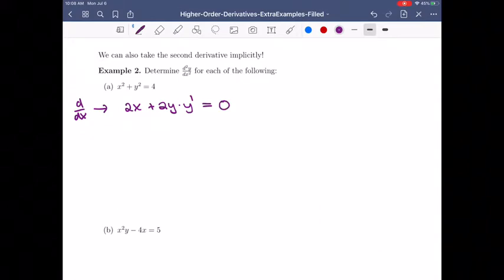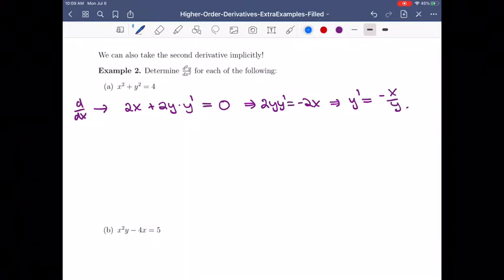So then if I solve for y prime, 2y prime is going to be negative 2x. If I move the 2x over, and then I divide by 2y, I'm actually going to get y prime is negative x over y. Okay, so this is our y prime. We might need that at some point.